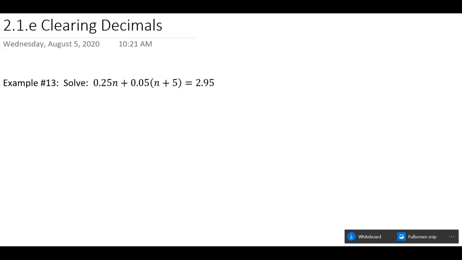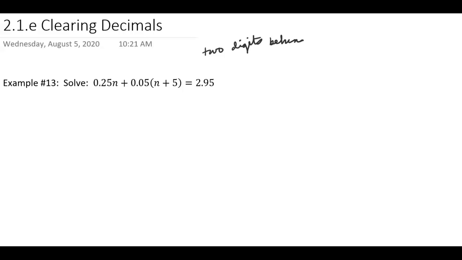Similar to the last examples where we were clearing fractions, now we're going to do an example where we're clearing decimals. So you look at what's the most number of places behind the decimal, or to the right of the decimal. It looks like 2 in our example, 2 digits behind the decimal or to the right of the decimal. That means we're going to be multiplying by 100.